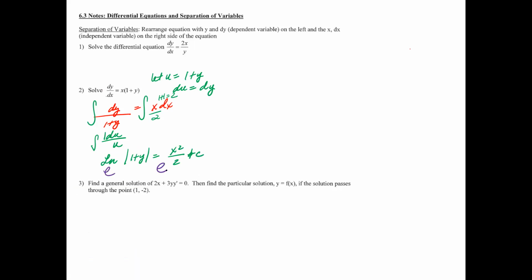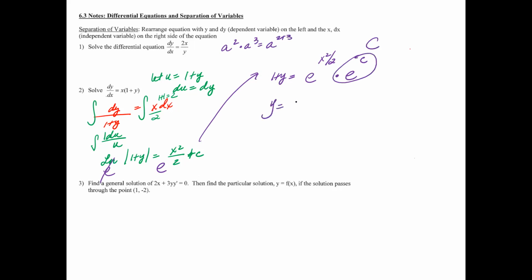Now let's do e of both sides. If I do that, this part cancels. 1 plus y equals e to the x squared over 2 times e to the c. Remember the power rule? So then this part right here is just going to become a big C. So y is equal to C e to the x squared over 2 minus 1. And that is your answer.